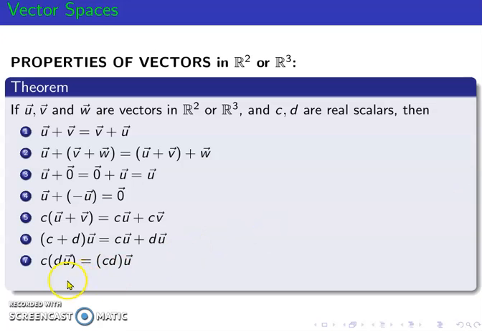Then number 7 is multiplication of scalars is associative. So c times the quantity d times vector u is equal to the quantity c times d times the vector u. And then for the eighth property, 1 times any vector is equal to the same vector. So 1 times vector u is equal to vector u.